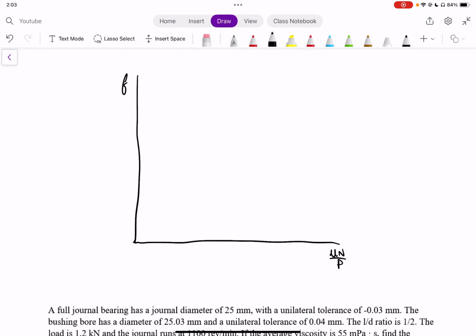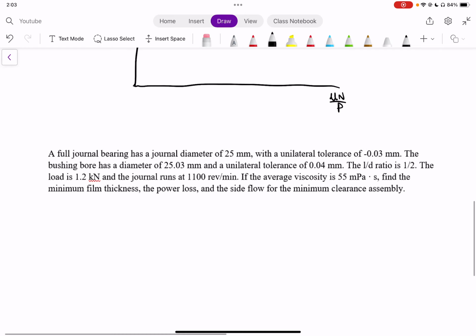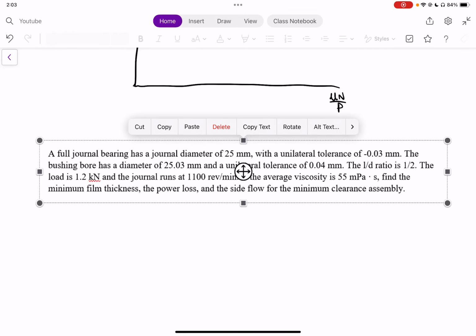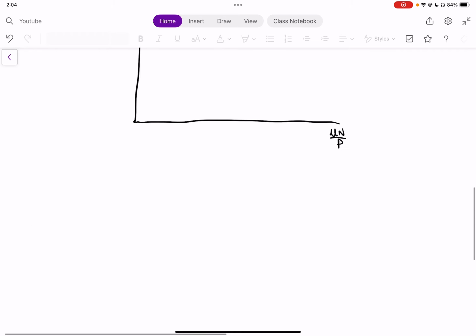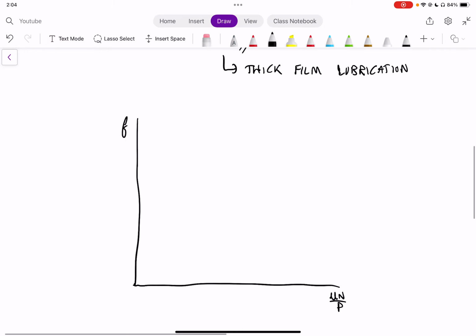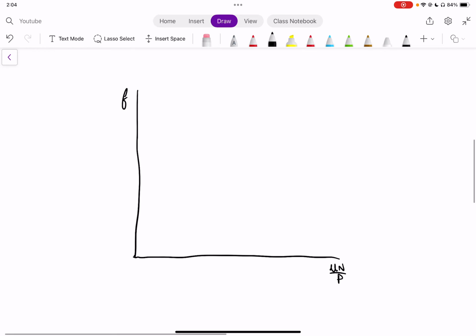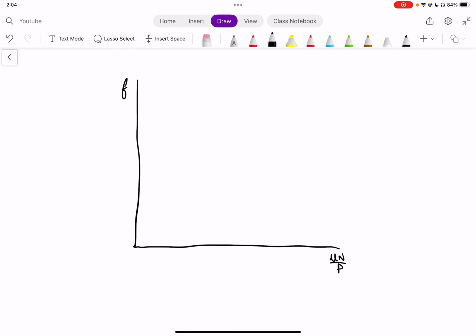Okay, so we're going to write, and I'll bring this problem down that we're going to be doing in a second, so we have a little bit more space. But we're going to draw a graph of F versus mu n over p. So mu, n, and p. Let's think about those for a second.